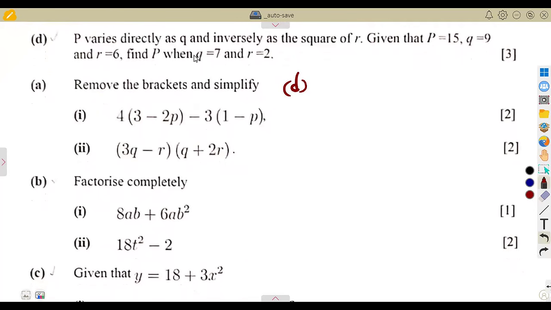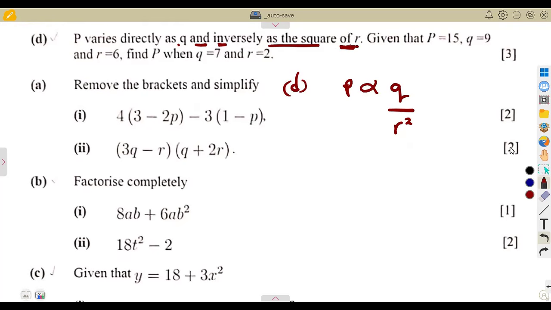P varies directly as Q and inversely as the square of R. So P varies directly as Q, and that is another joint variation. There are two variations. Inversely, you know, it's over something. Inversely as what? As the square, not the square root, but the square. The square means to the exponent of 2. So this is our variation.